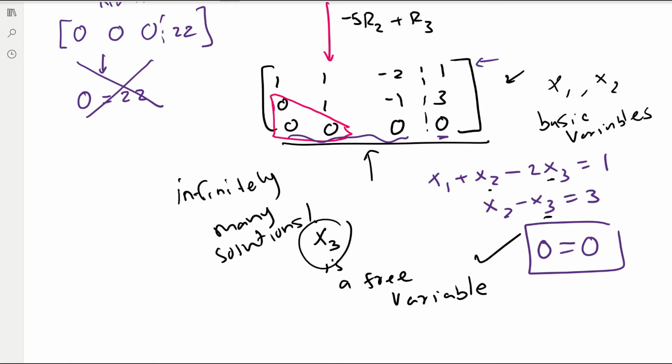And how can we identify such a system through row operations? Well, if you have a row that's entirely zero, everything is zero, including what's on the right hand side, then that means the variable corresponding to that row is actually a free variable. And the system has infinitely many solutions because you can choose any number you like for that variable.